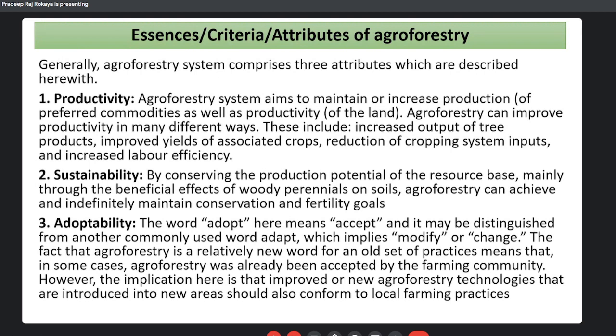However, the implication here is that improved agroforestry technologies that are introduced into new areas should also conform to local farming.